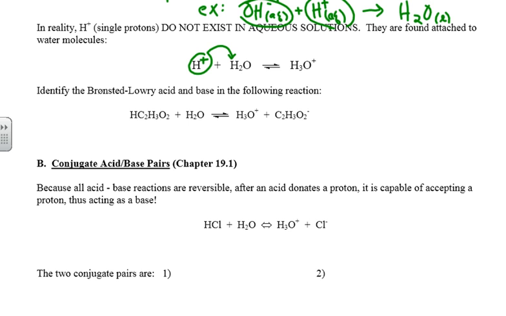So that proton that we just said was floating around free in the water doesn't actually exist this way. It's getting a piggyback ride on that water molecule. And when that water molecule picks up an extra hydrogen ion, well, what do you have? You have H3O with a +1 charge. Well, this is an ion called the hydronium ion.